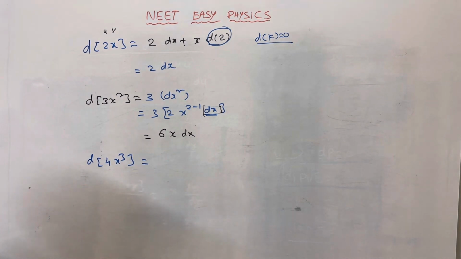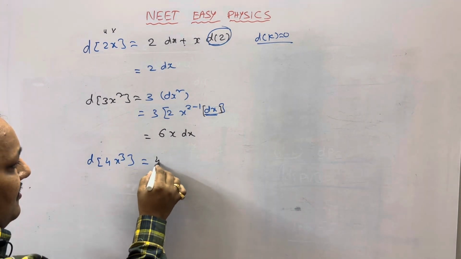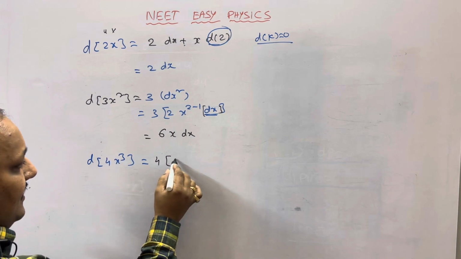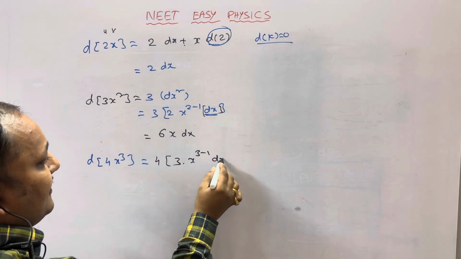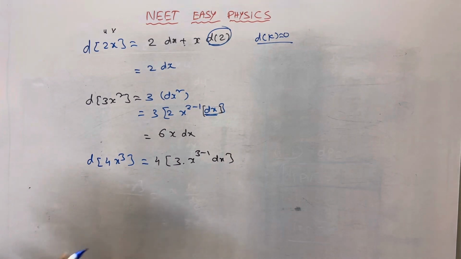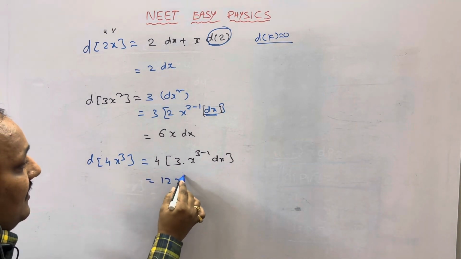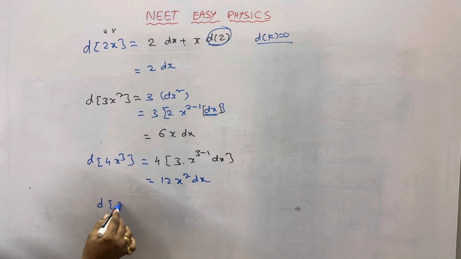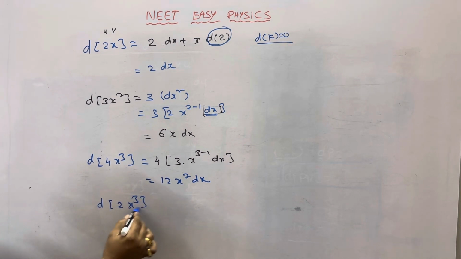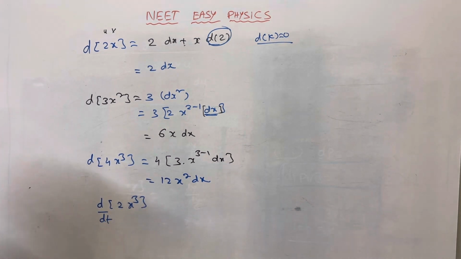Derivative of 4x cube. How do we write it? 4 is constant, write it outside. Then derivative of x power n: 3 into x power 3 minus 1 dx. Therefore 12x square dx. Next, derivative of 2x cube with respect to t.